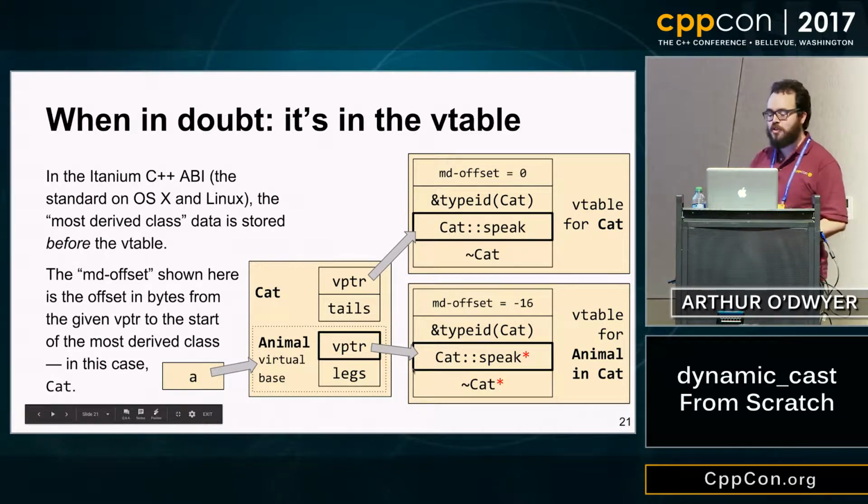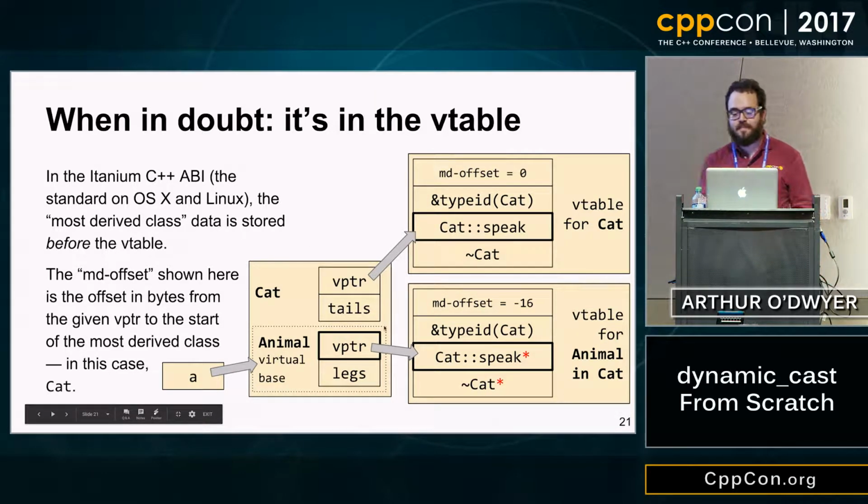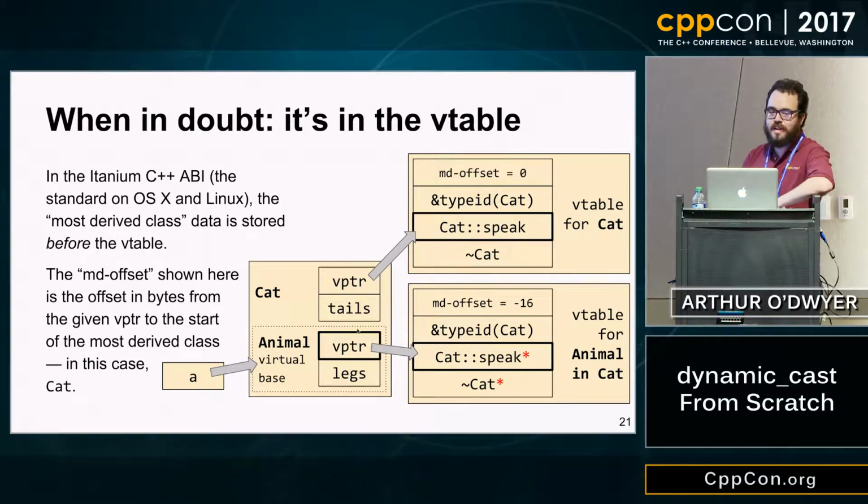Somehow, the animal virtual base knew that this was a cat. And the reason it can know that is because this v-pointer is getting filled in by cat's constructor, and it's initializing it to point to the vtable for animal in cat, and not the vtable for animal in dog or animal anywhere else. All right.